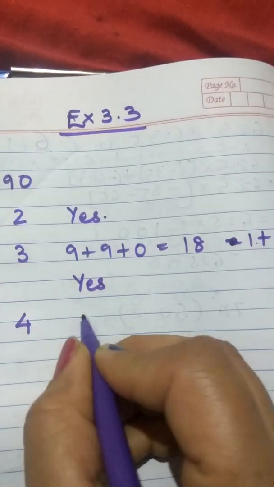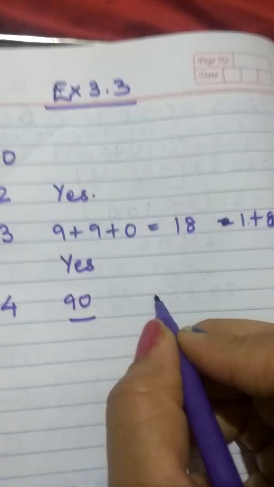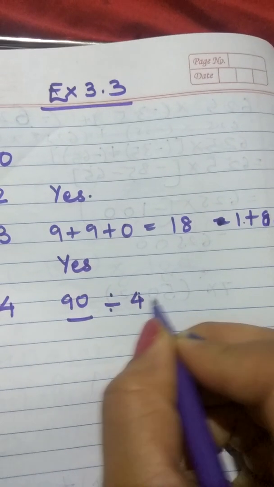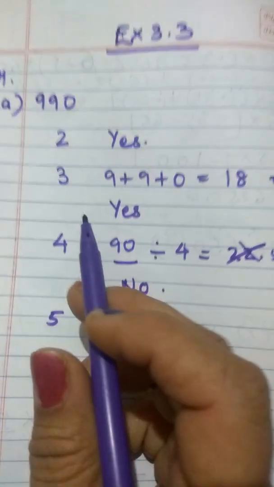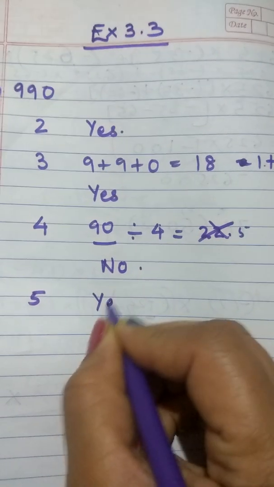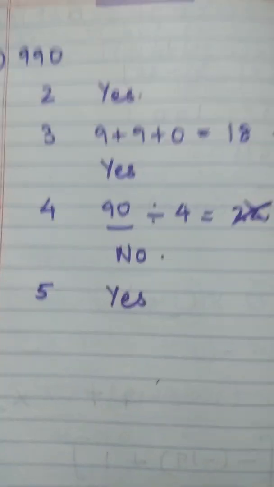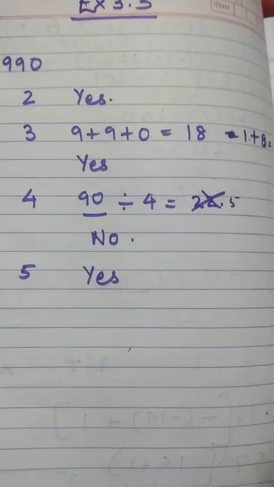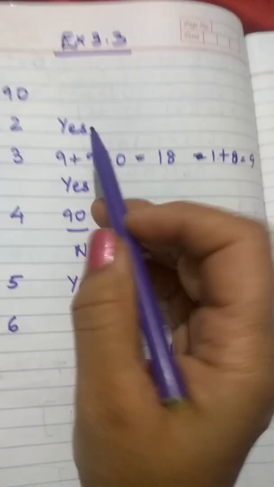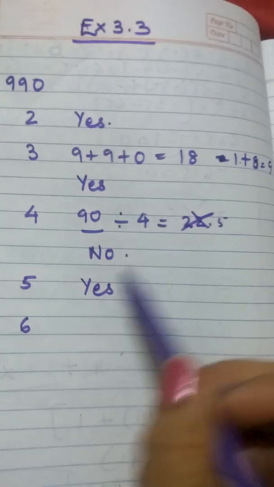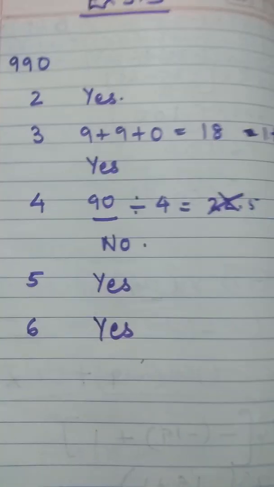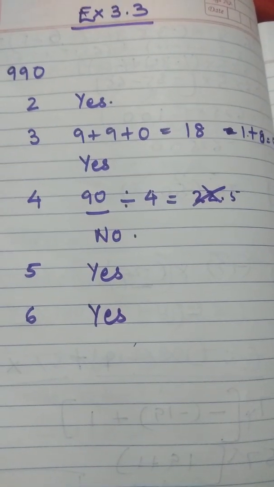For 4 I have to check the last 2 digits, that is 90. So let me divide it by 4. So I will see that it is not completely divisible by 4. So we will write no, it is not divisible by 4. Next I have to check with 5. Since the number ends with 0. So yes, it will be divisible by 5. Then I have to check for 6. Since it is divisible by 2 also and 3 also. So yes, for by 6 also it will be divisible.